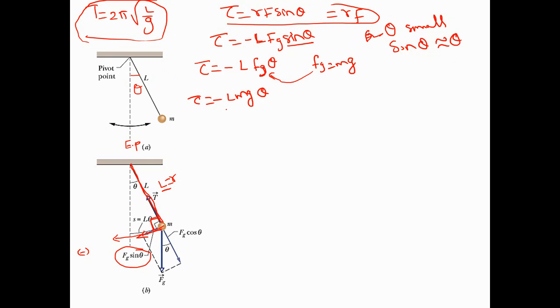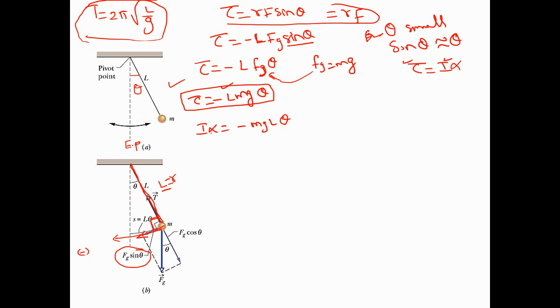Now I am going to compare this equation with another equation for the torque. Torque tau is equal to I alpha, where tau is the torque, I is the moment of inertia, and alpha is the angular acceleration. The left hand sides of the two equations are both the torque, so I can equate them. I will get I alpha equal to minus mgl theta. Am I right?